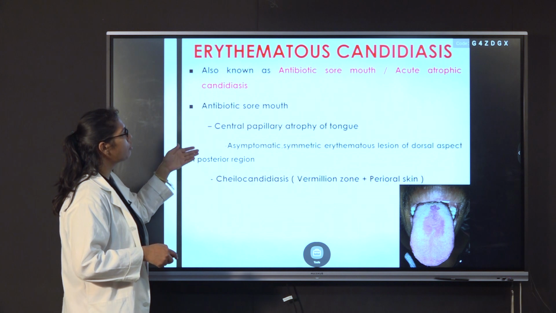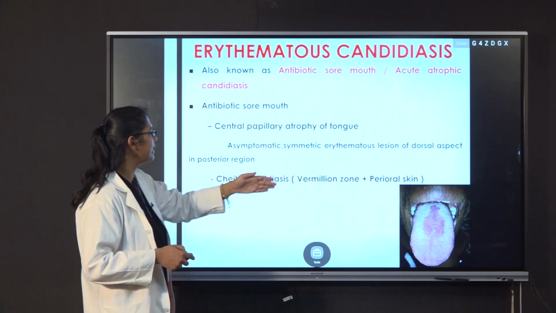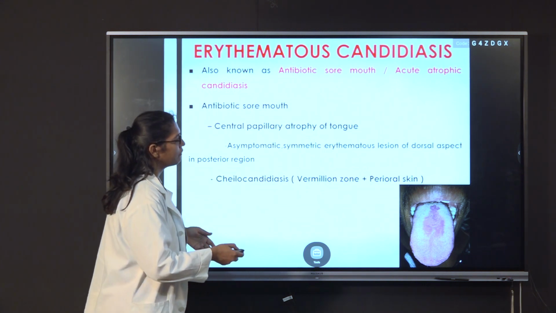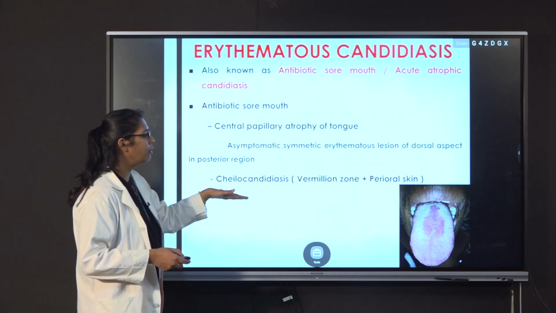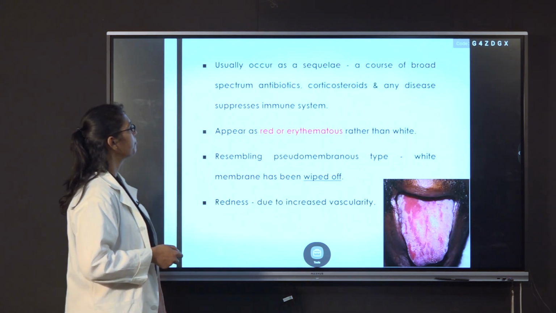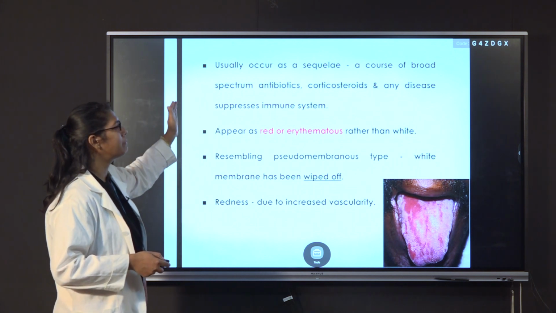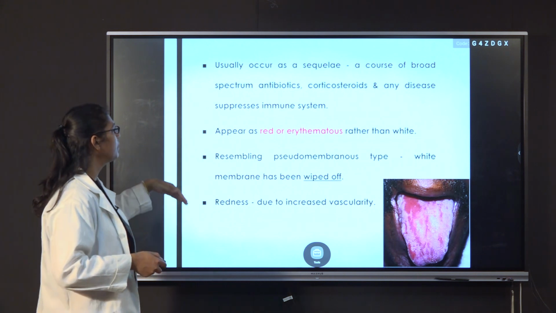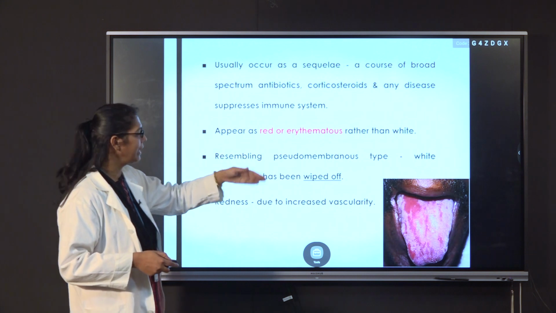In antibiotic sore mouth, erythematous candidiasis, central papillary atrophy of the tongue is seen, which is asymptomatic, with a symmetrical erythematous lesion of the dorsal aspect of the tongue, mainly in the posterior region. There is also cheilocandidiasis, seen in the vermilion border and the perioral skin. Usually erythematous candidiasis occurs as a sequela of broad spectrum antibiotics, corticosteroids, and any disease which suppresses the immune system. Obviously, being erythematous candidiasis, it appears red rather than white in color.